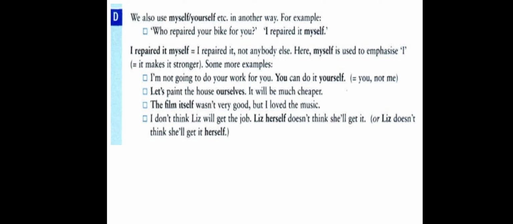In this example, I don't think Liz will get the job. Liz herself doesn't think she will get it. Liz herself here emphasizes the subject Liz. It doesn't mean herself here is an object. Herself refers to the subject Liz. It emphasizes Liz. Or Liz doesn't think she will get it herself, in another way.